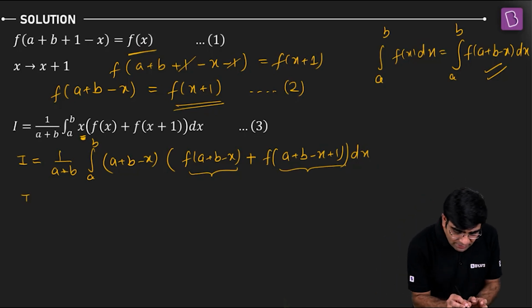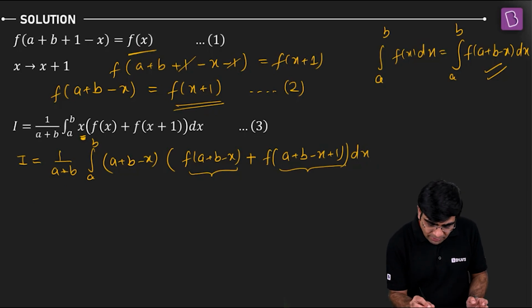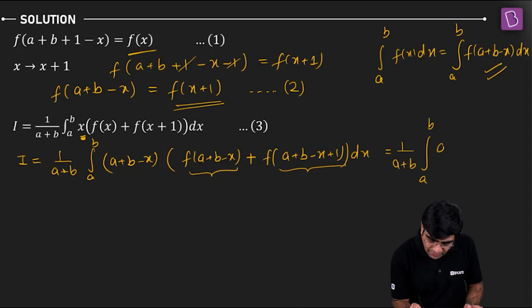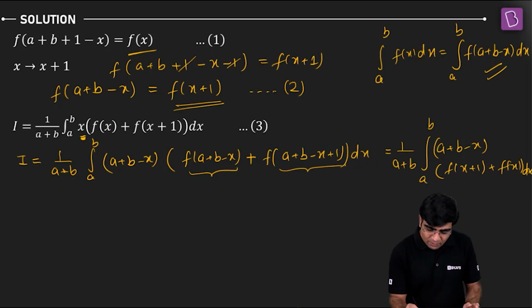So I can also write this I is equal to 1 upon a plus b, integral of a to b. Okay, let me write it here. So 1 upon a plus b outside first of all, integral a to b. We have a plus b minus x outside. And then within the bracket, the first one becomes nothing but f of x plus 1 plus f of x dx. Perfect. So this is what we have. I will call this one the fourth one.